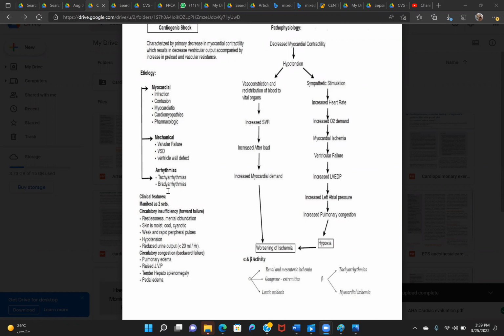Yes, sir. Cardiogenic shock can be managed by, actually, we have to see whether it is an acute event or a chronic one. And if the cardiogenic shock is due to a myocardial infarction, then we have to go for the treatment of the myocardial infarction. Very good.